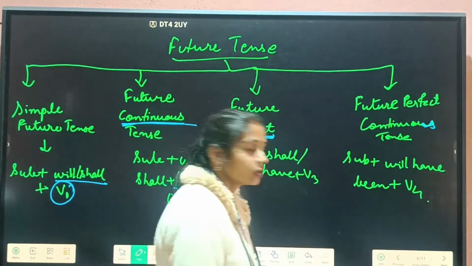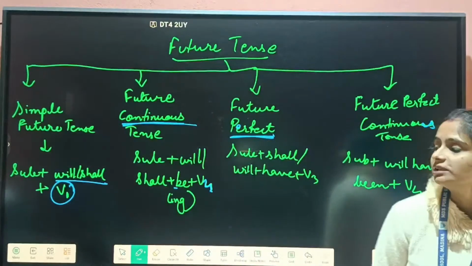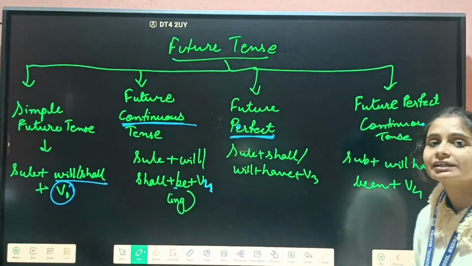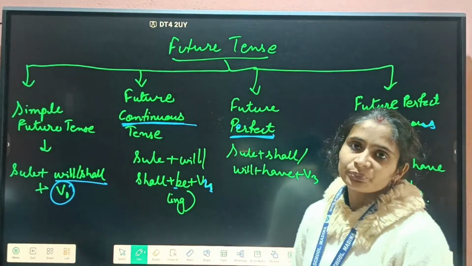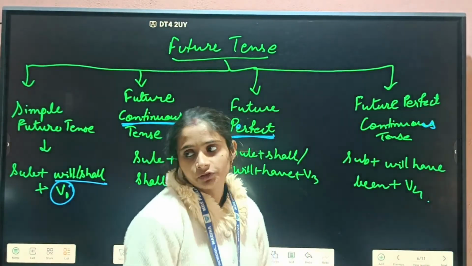So that's all for today, and our topic of tense is completed. We have discussed all 3 types of tenses in this chapter: present tense, past tense, and future tense.